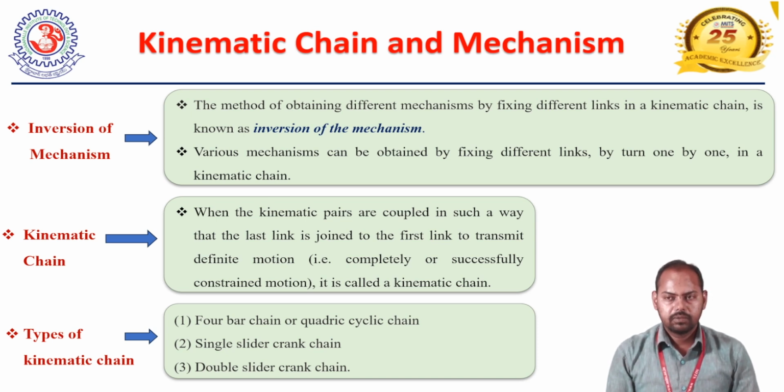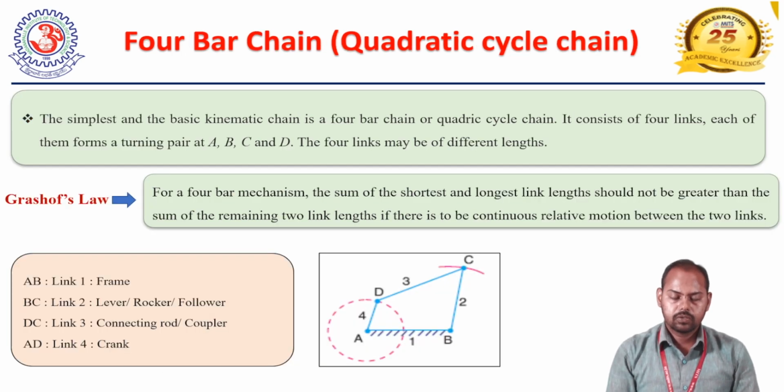If we discuss kinematic chains, what are the types of kinematic chains? Mainly we are going to study three main types. First is the 4-bar chain or quadric cyclic chain. Second is the single slider crank chain. Third is the double slider crank chain. Also, we are going to discuss the inversion of these kinematic chains. So the first one is the 4-bar or quadric cyclic chain.